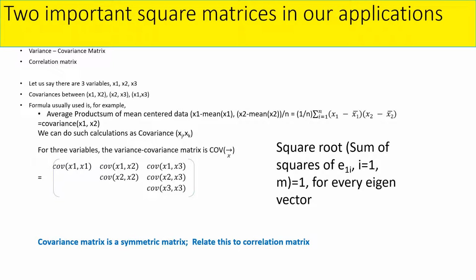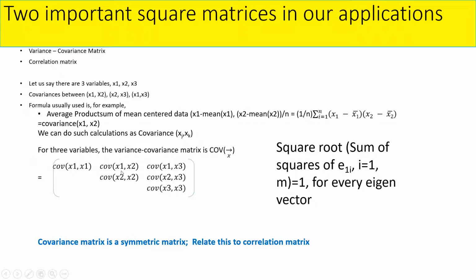Yes, sir. Okay. So why am I interested in that? Because there are two important matrices in big data. One is called the variance covariance matrix, and here is the definition of a three variable variance covariance matrix. The other one is the correlation matrix coming out of this.